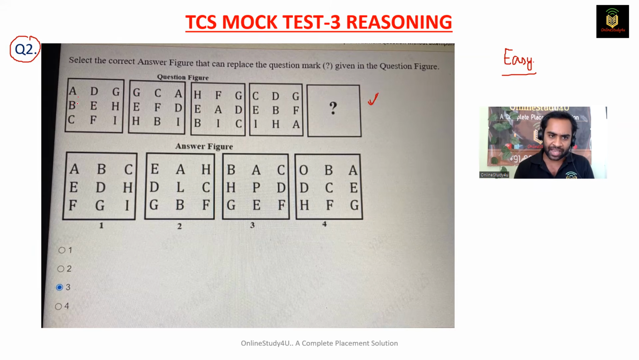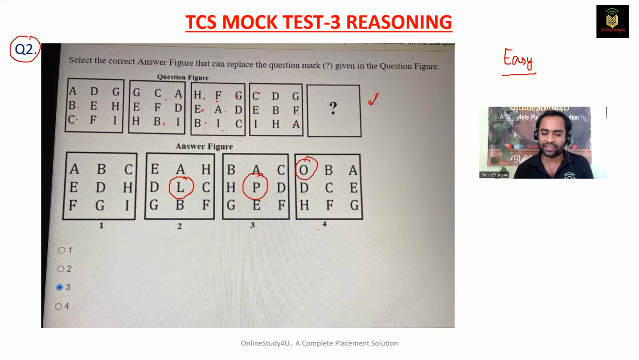Now you see, we have A B C D E F G H I. A B C D, then E F G H I. Now, if you see, the second figure is having L in it, and the third figure is having P in it.